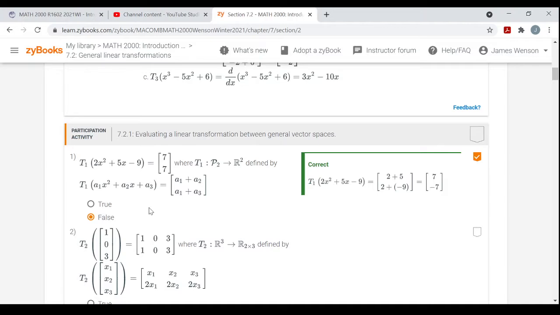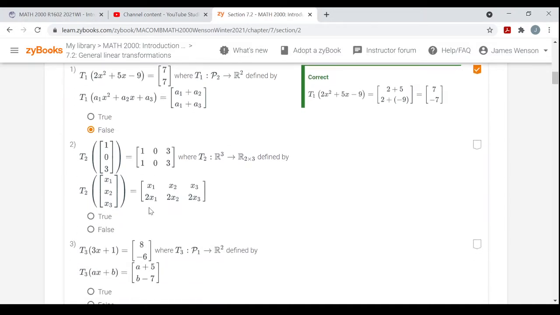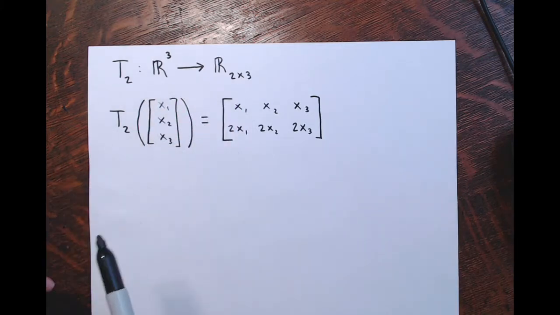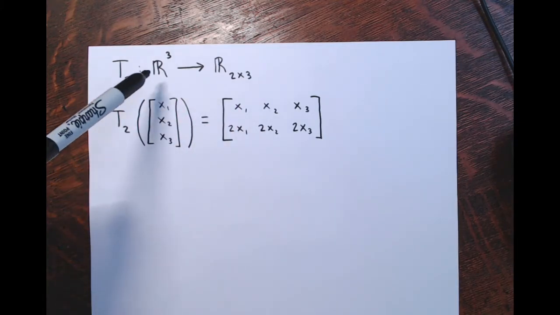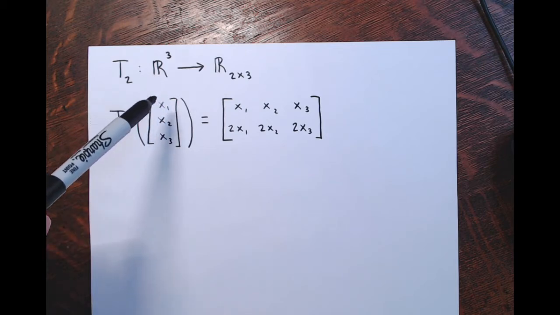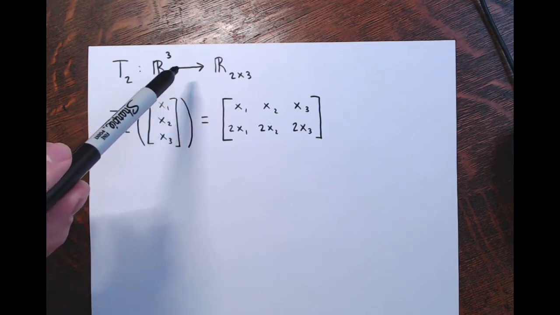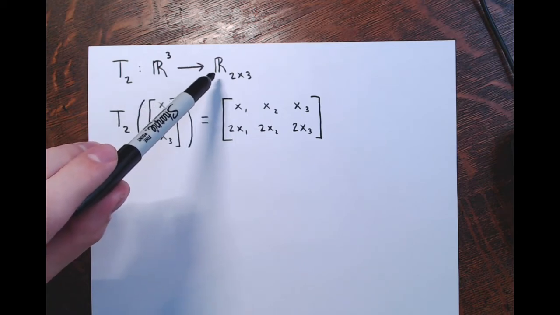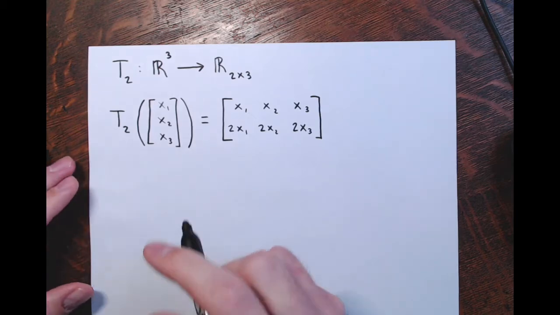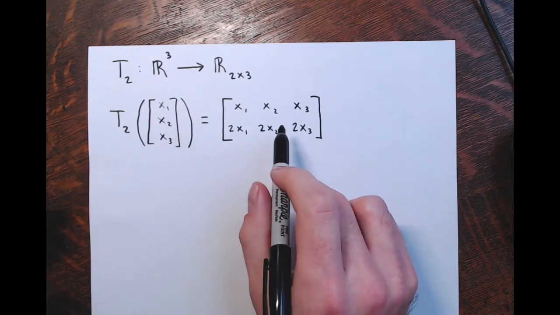All right, let's look at one more of these on paper. Okay, so we're given this transformation here. It takes your input as a vector from R3, so a vector with 3 components, and your output is a 2 by 3 matrix. And they describe how that's done here.